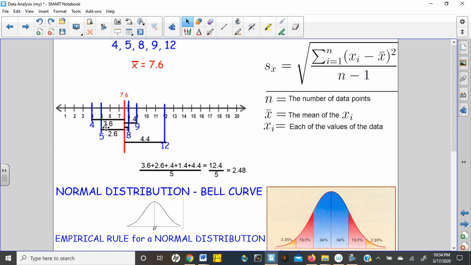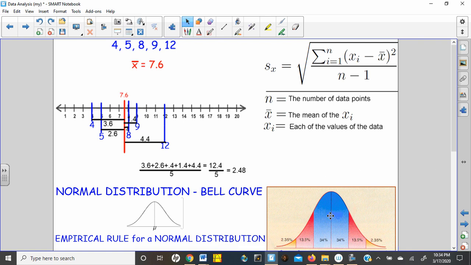So it's really like 3.6 squared plus 2.6 squared plus 1.4 squared plus 0.4 squared plus 4.4 squared. And then after we add them up, we take the square root. So it gives us a slightly different number, but that in essence is what we're doing: we're averaging the distance. That's what the standard deviation is.